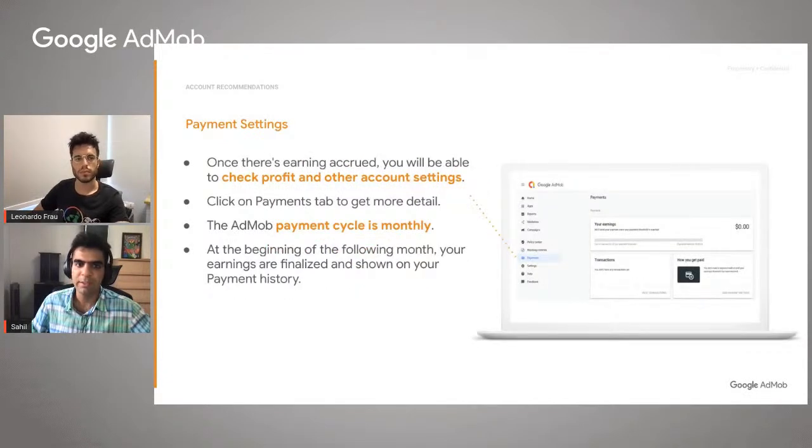Moving forward, let's go into payment settings. So once there are earnings accrued in your account, you will be able to check all the profits and all the other account settings that you have accrued in your account over the course of 1 month. As you can see from this slide itself, there is a dedicated section on payments which provides you with all the details. Please remember that the AdMob cycle is monthly and your earnings are finalized, as shown in the payment history, at the beginning of the following month. So please remember to check this particular section.